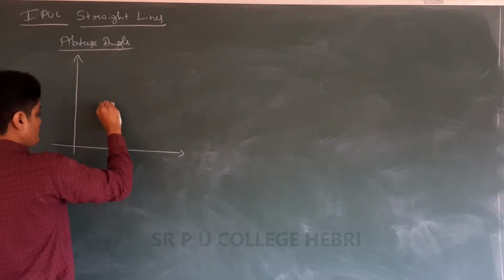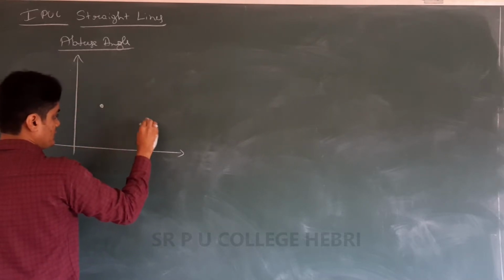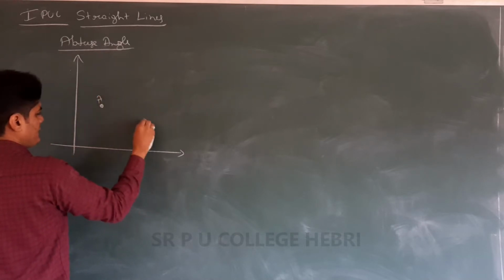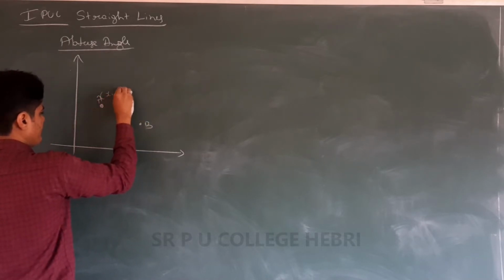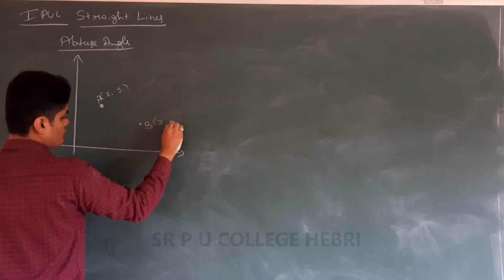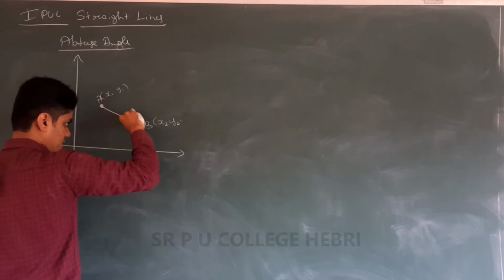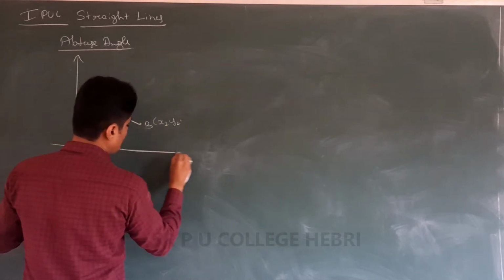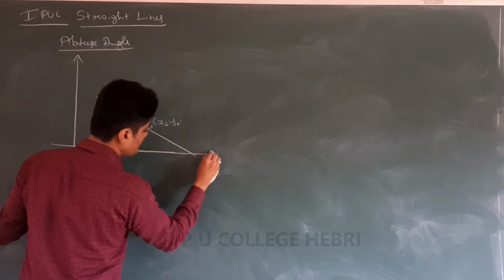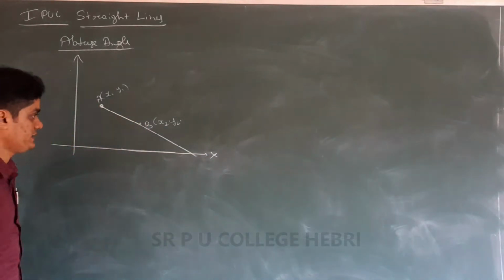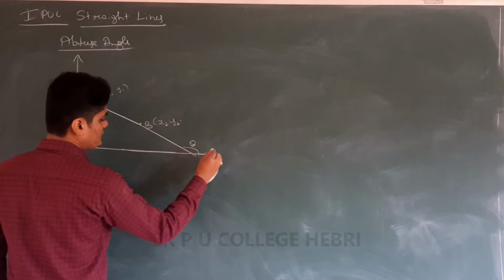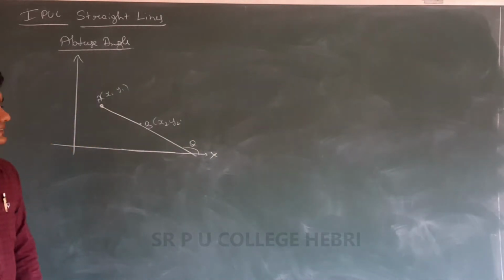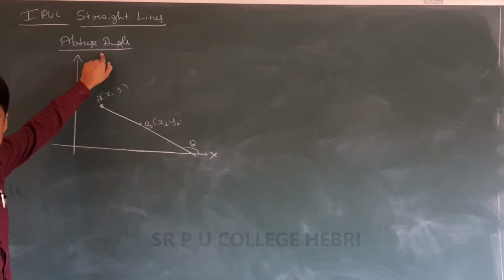So now I'll take the 2 points like this, A and B. A is x1, y1, B is x2, y2. So this is a line. Now if I extend this line, it makes an angle theta with the opposite direction of the x-axis, and that theta is an obtuse angle.